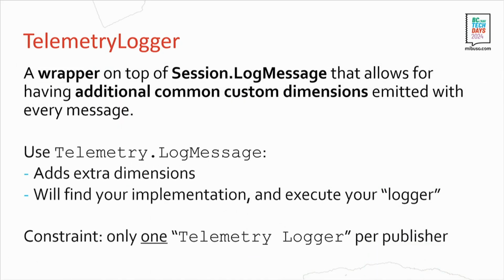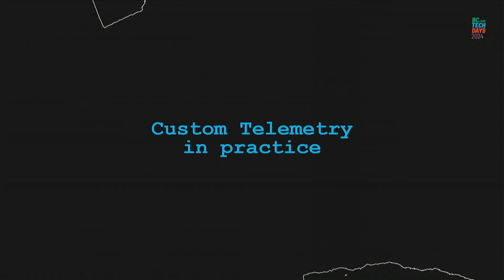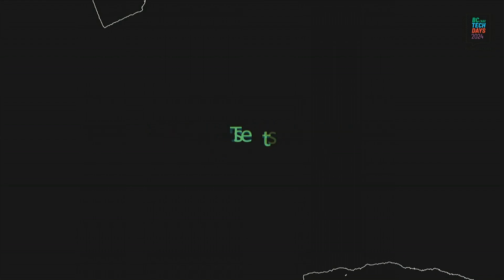Done that, you are able to, when you call the telemetry.log message, which is what you should use, Microsoft will figure out, oh, there is a registered publisher, that is the implemented interface, I will run that log message, and then your code will be added. It's a little bit complicated, honestly, it took me a while to figure that out, but yeah, know that it exists. What can we do with that in practice?